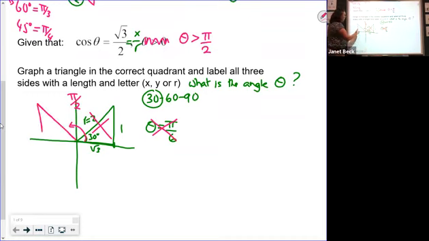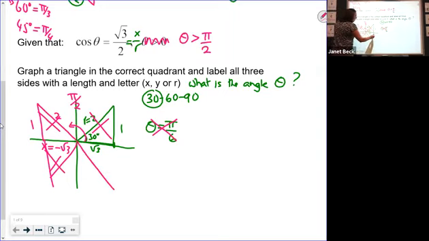Would this have worked? No, because that would give me x is negative root 3. So it can't be that, and it can't be this triangle either, because that would also have an x of negative root 3. This must have been a correct triangle.